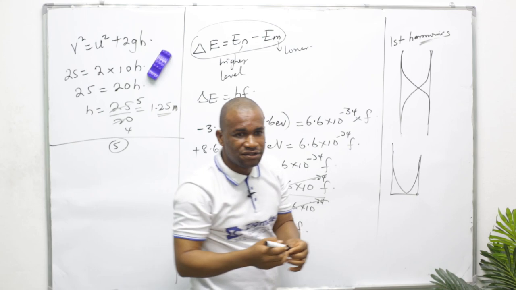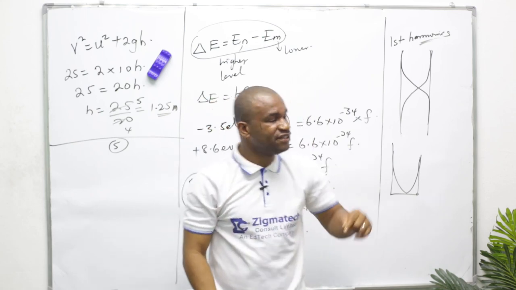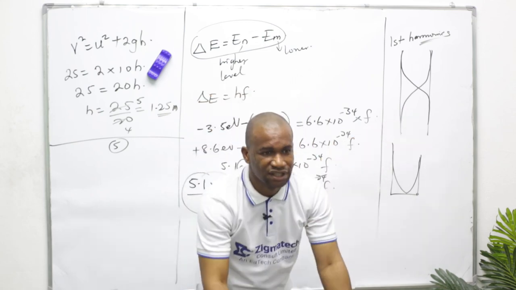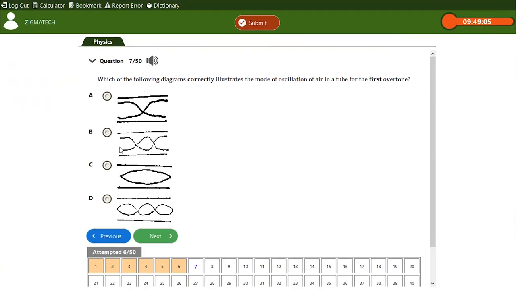Then first overtone means second harmonic. For the second harmonic, this option is the right one. This is the second harmonic, which is the first overtone.